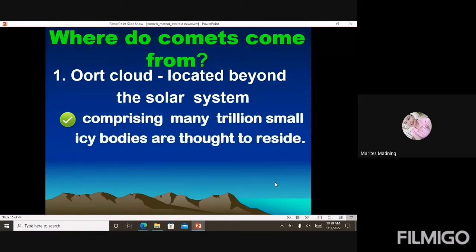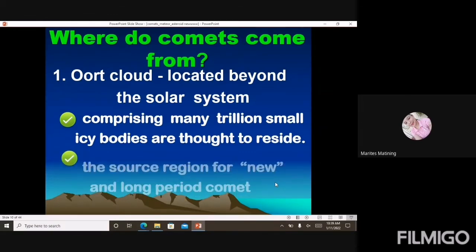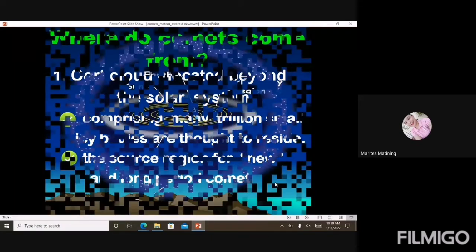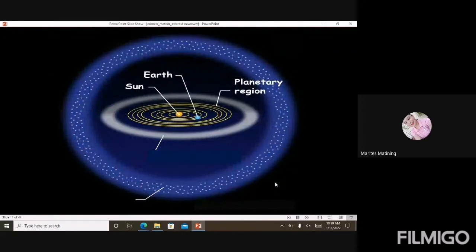Comprising many trillion small icy bodies are thought to reside in the Oort cloud, the source region for new and long period comets. Okay, so that's the first. The second, ayan, so nasaan daw? So we have the Earth, the Sun, then the planetary region, nandito ang ating Oort cloud. So napakalayo niya doon sa ating solar system. Okay.